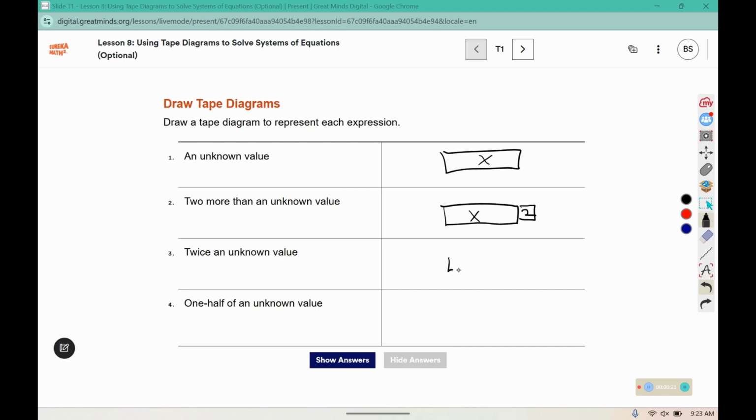Twice an unknown value. That would be 2 of them. 1/2 of an unknown value.